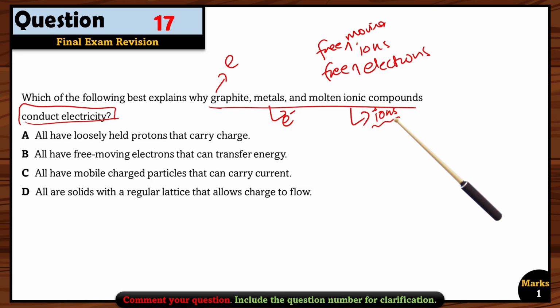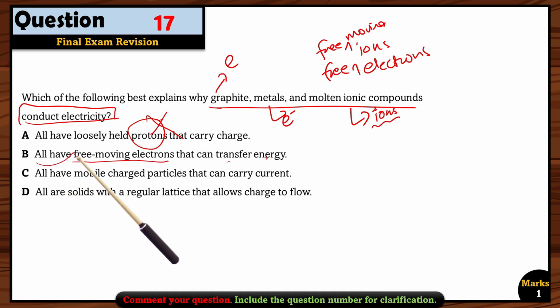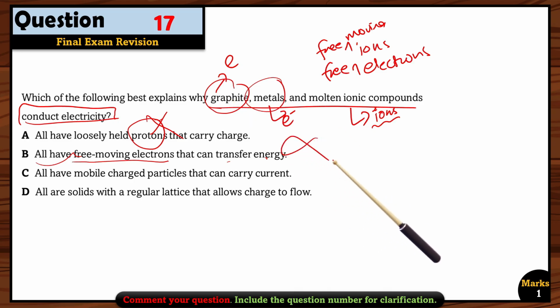Okay, so now we have to look at the option that can describe electrons and ions together. All have loosely held protons. Wrong. Protons are positively charged particles. They are not responsible for the electrical conductivity. All have free moving electrons that can transfer energy. Okay, electron is right, but not all of them have free moving electrons, because only metals and graphite have free moving electrons, but not the ionic compounds. So we cannot choose this option.